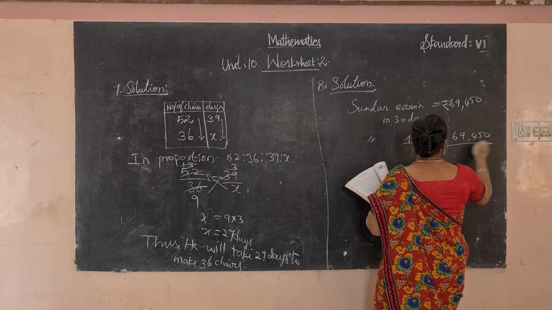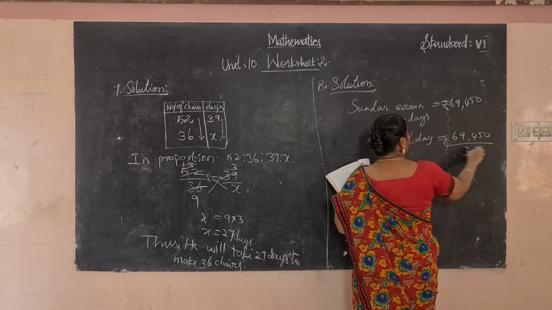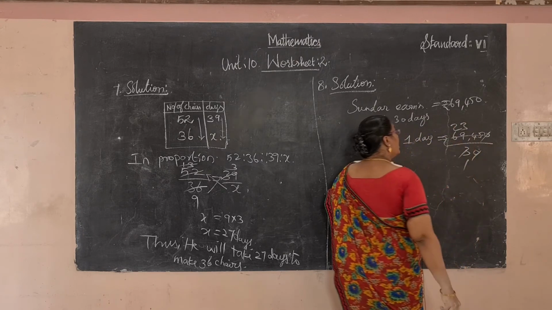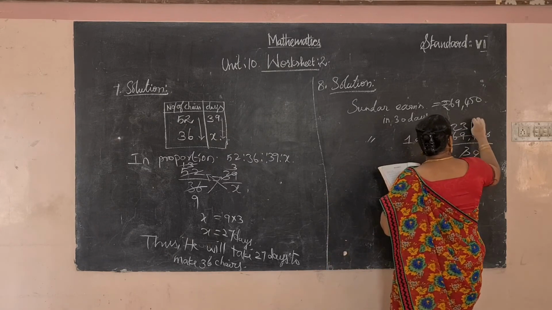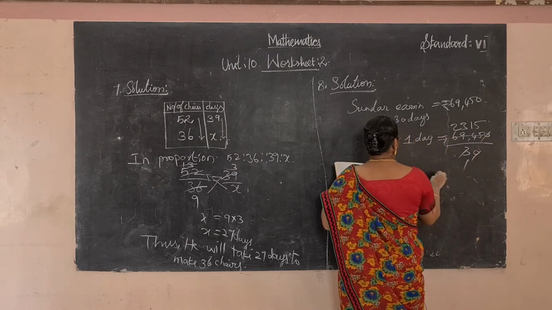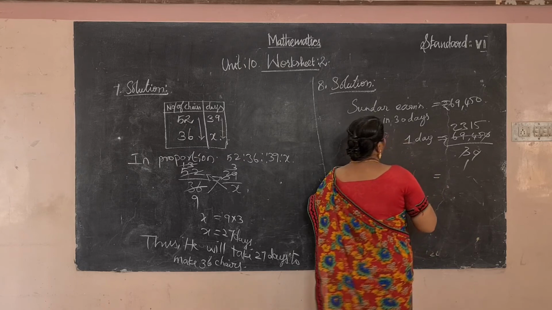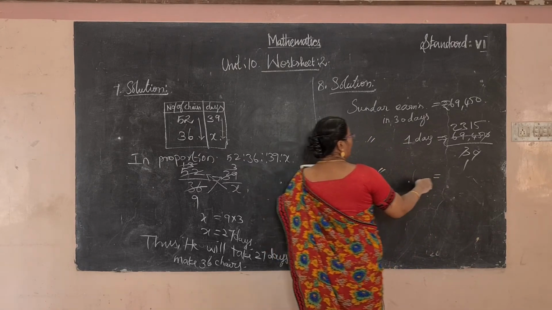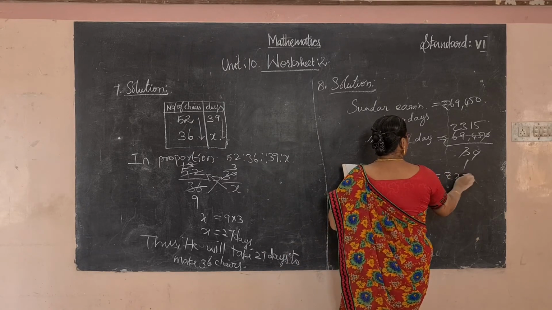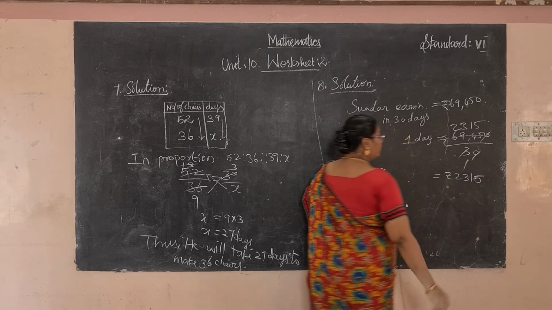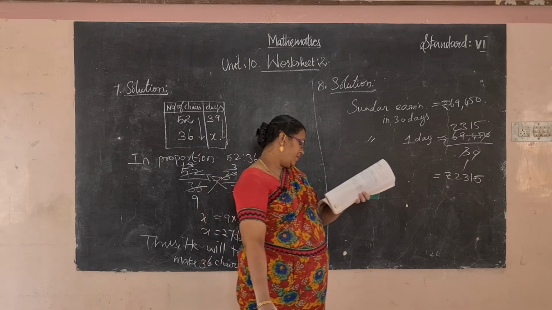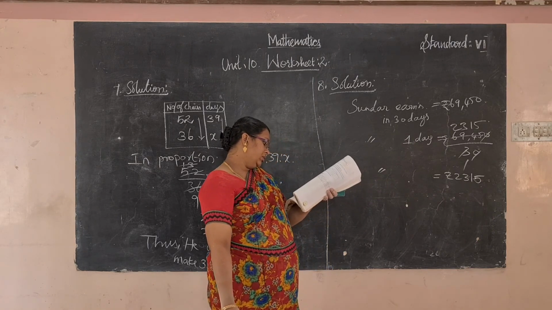Okay, now Sundar earns in 1 day is equal to 69,450 divided by 30. Cancel, 3 ones are 3, 3 twos are 6, 3 threes are 9, 3 fives are 15. Okay, so the amount Sundar earns in 1 day is rupees 2,315. Okay, now we have to calculate for 1 week.